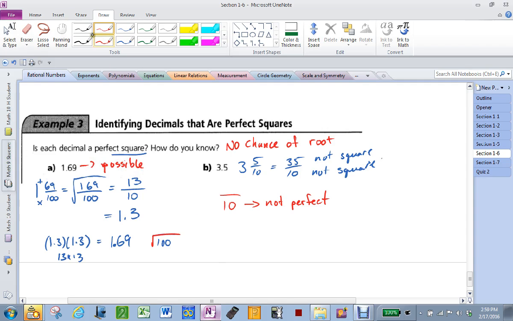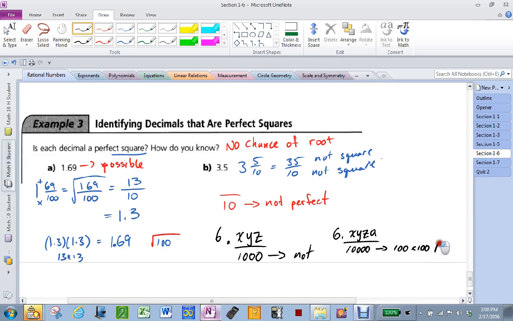So let's check some others. Point X, Y, Z. 3 decimal places. 6.xyz. So that's over 1,000. Is that a perfect square? No. So 3 decimal places, no good. What about 6.xyza? 4 decimal places. That's over 10,000. That does have a square root, 100 times 100. So 4 decimal places, possible.